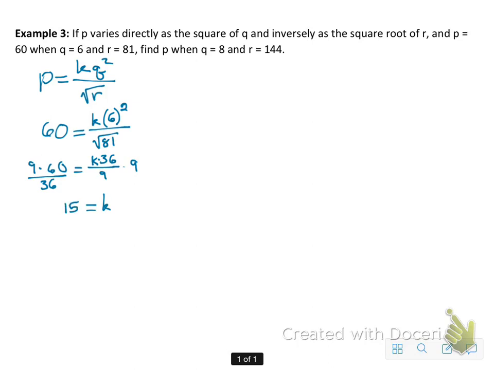Well, that means that the equation is P equals 15 Q squared divided by the square root of R, and we can plug in 8 and 144. So P equals 15 times 8 squared divided by the square root of 144, which is just 12, and that ends up being 80. That's the answer, and that's all we're doing.